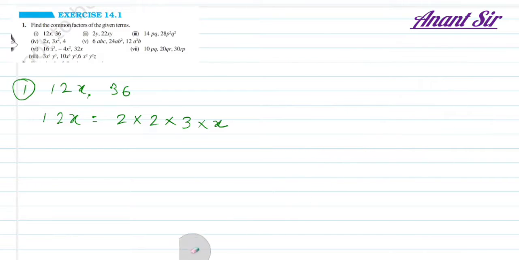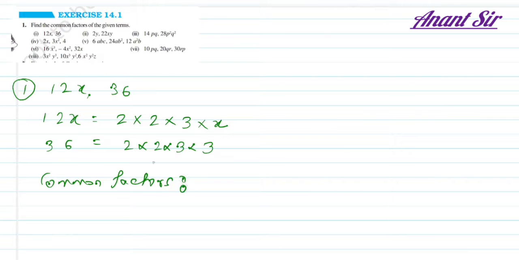So I am going to write the factors of 36 now. The factors of 36 can be written as 2 into 2 into 3 into 3. Now we are asked to find the common factors. So which are the common factors? This 2 was common here, so I am going to write common 2. Again one more 2 is common, so I am going to write one more 2.